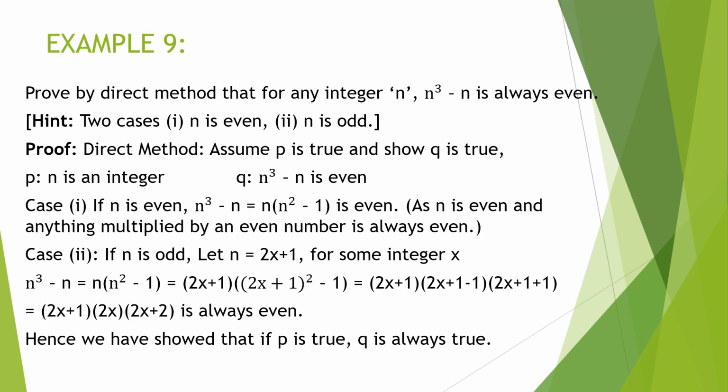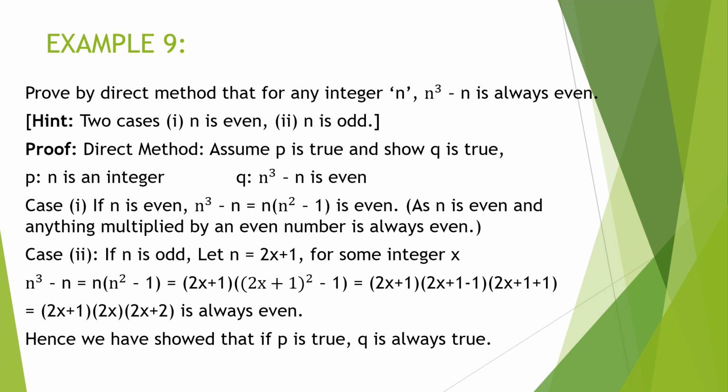Example 9. Prove by the direct method that for an integer n, n cube minus n is always even. Take two cases, n is even and n is odd. Use the direct method. Once again I am repeating what is the direct method. Assume P is true and show Q is true. So what is our statement P? n is an integer. What is our statement Q? n cube minus n is even.